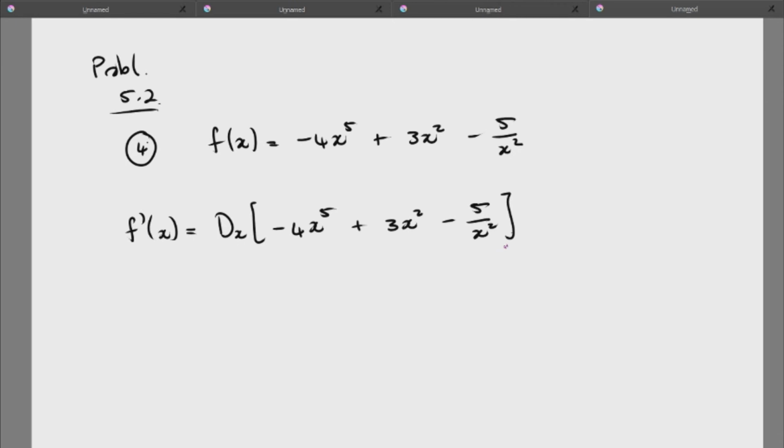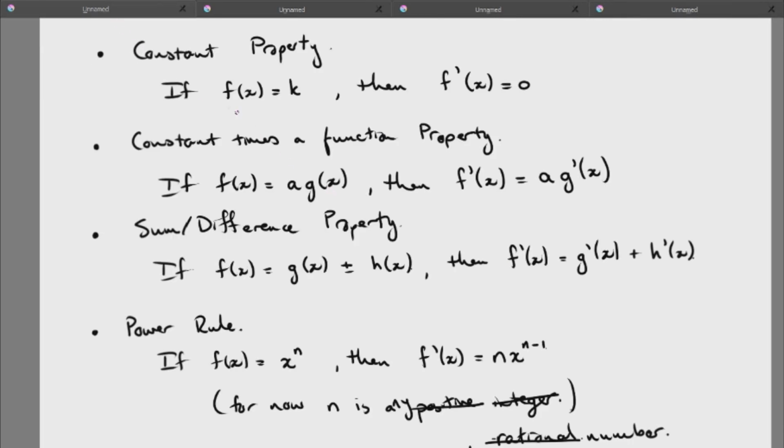What is the first property that I'm going to use? I can only, now I'm going to sort of really pull this apart, use one property at a time. What is the first one that I should use, would you say? We only have a few, right? We don't have that many. What are the options? The options are constant property, constant times a function, sum difference, power rule. 4 options. Which one is first?